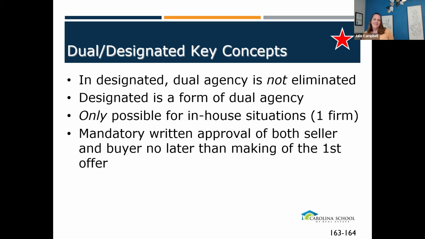And we've kind of danced around this: we may have a situation where we act as an oral agent in an oral agency agreement, in which case we can get oral consent to do dual. But bottom line, it's got to be put in writing no later than making the first offer. More on that in just a bit.